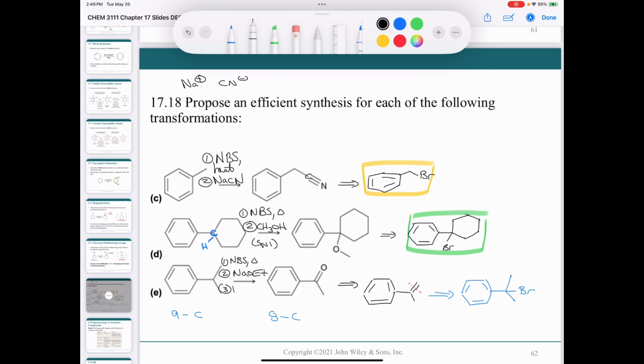And so that's a two-step process. The first step is ozone, followed by the last step, which is DMS. And there you have it. A little bit of synthesis where we employ benzylic bromination in all of these.